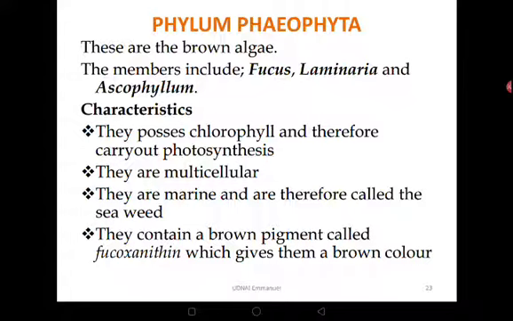So what is common with them is that they possess chlorophyll, and of course when they possess chlorophyll, it means they can carry out photosynthesis. They are also multicellular, meaning they are made up of many cells, and they are marine, and therefore in many oceans and seas they are called seaweeds. They are found in saltwater bodies. They contain a brown pigment called fucoxanthin. That fucoxanthin is what makes them appear brown in color.